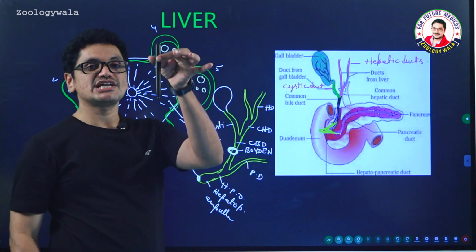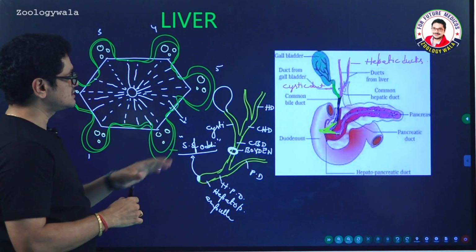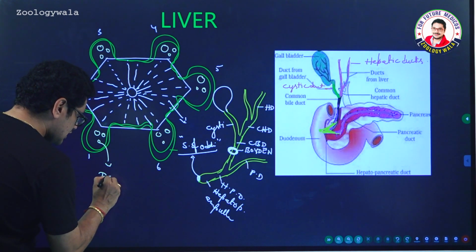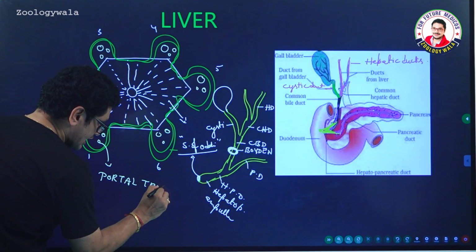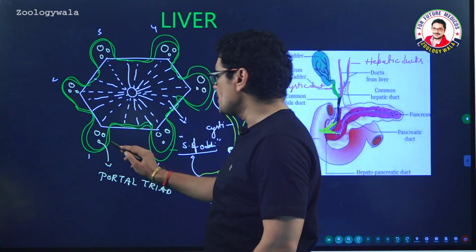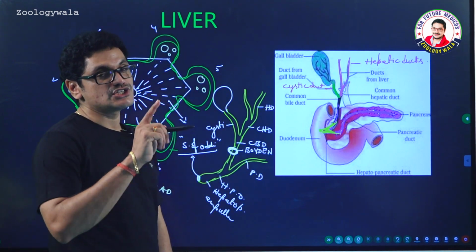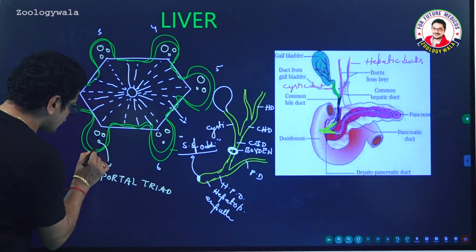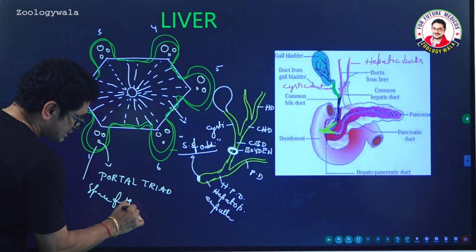So imagine this one as a vessel, and now if you make a section, it appears as a small dot like this. These three are called the portal triad, T-R-I-A-D, portal triad, three ducts. What are those three? Branches of the bile duct, branches of the hepatic portal vein, and branch of the hepatic artery are called the portal triad, and this is the space of Mall. I will tell about the space of Mall.